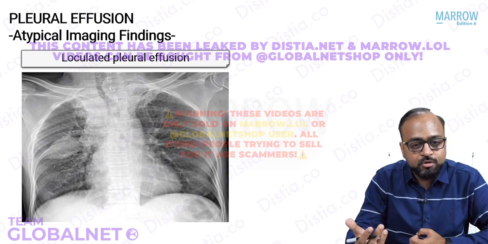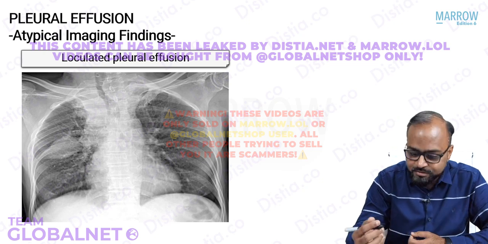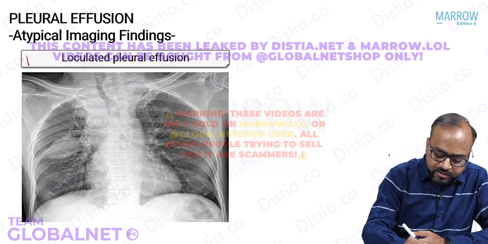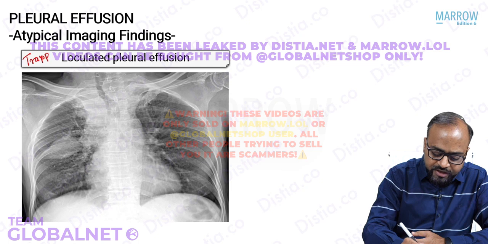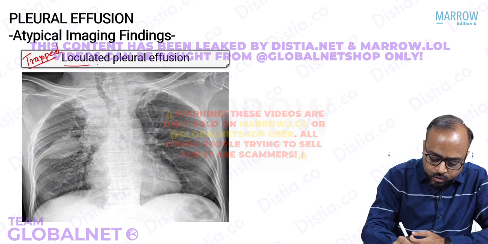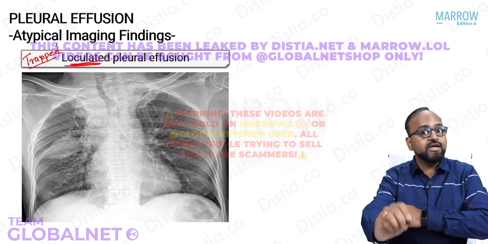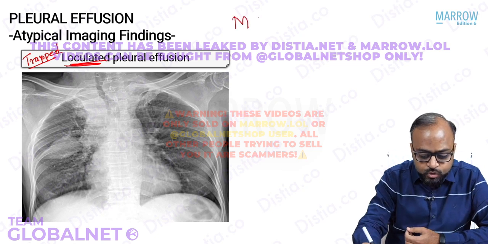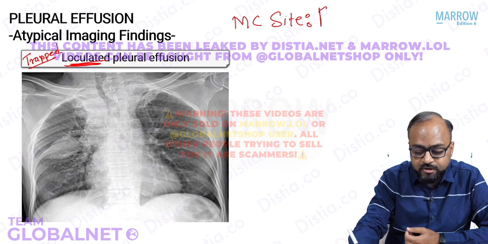So most of the time pleural fluid is free, but sometimes the pleural fluid can get trapped. When it gets trapped, it is called loculated pleural effusion. Where can it get trapped? The most common site where the fluid can get trapped is within the fissures.